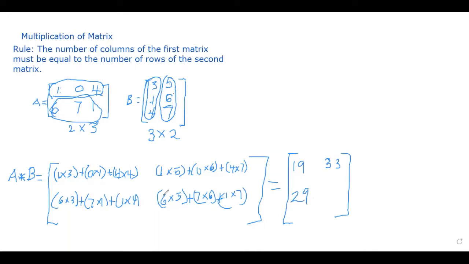So let's start with the second one. 6 by 5 is 30. Plus 7 by 6, plus 1 by 7, and that will give us 79. So this is how you perform your multiplication. Now, we can use a calculator or MS Excel to perform this within seconds. You get me?